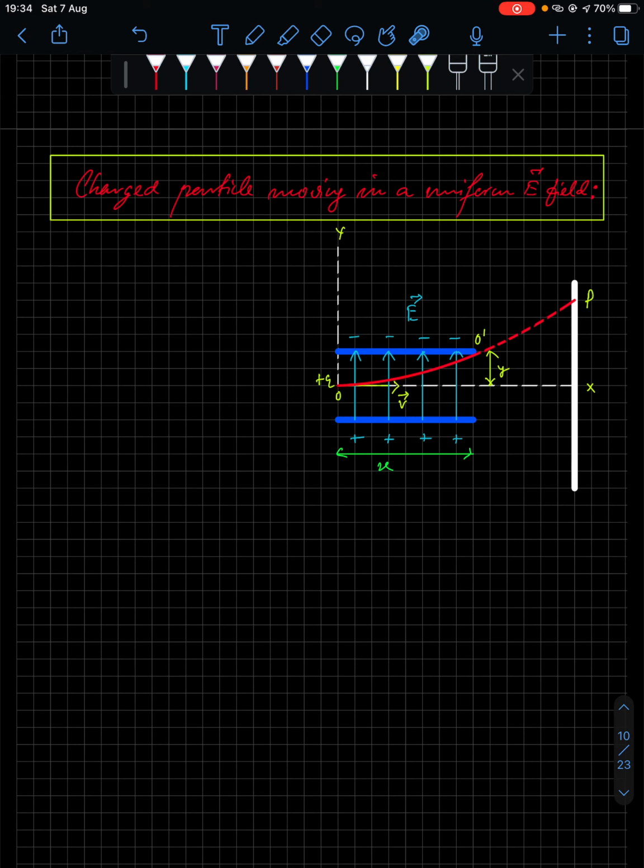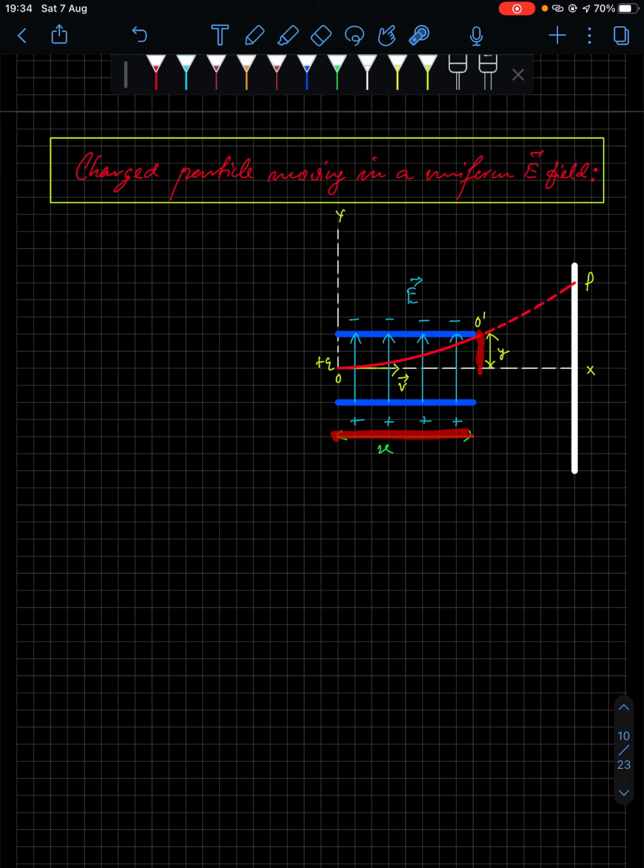Now you fire a positive charge, right? Now due to the electric field, what will happen? The positive charge will go towards the negative plate, it will deflect in this manner, and finally it will hit a point, say P, on the screen. But we are concerned about this y, the vertical deflection just before leaving the plate, and the distance that it traveled, which is x, inside the plate.